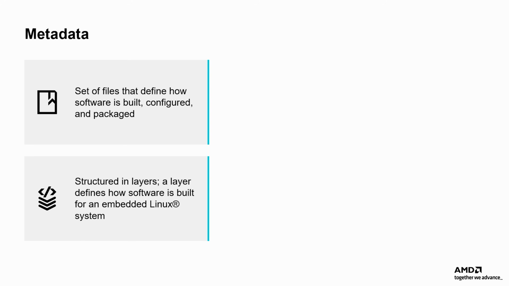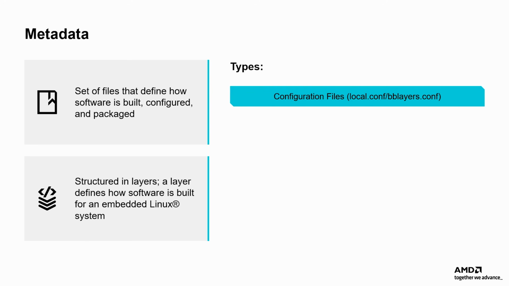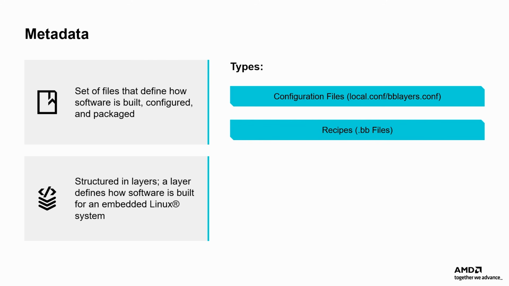Yocto project metadata is categorized into several types, each serving a specific purpose in the build process. Configuration files define build settings, machine types, and policies. Key examples include local.conf, which sets user-specific configurations like target machine and parallel builds, and bblayers.conf, which specifies available layers and their locations. Recipes, .bb files, outline how a package is built, detailing tasks such as fetching, unpacking, compiling, and installing.